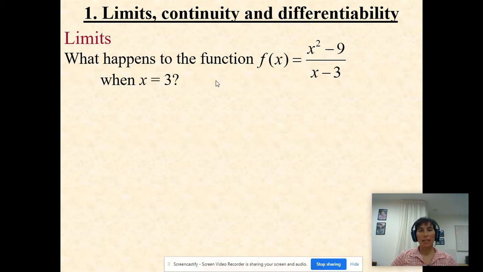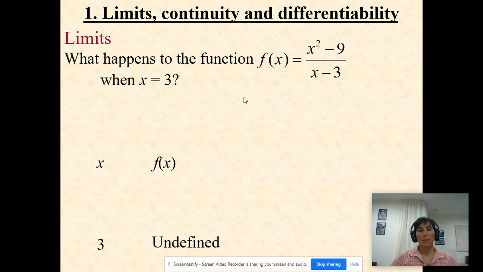Limits. What happens to the function f of x equals x squared minus 9, all divided by x minus 3, when x equals 3? Substitute that in now and see what you get. Hopefully by doing so, you find that the function's undefined because you've got 0 divided by 0.